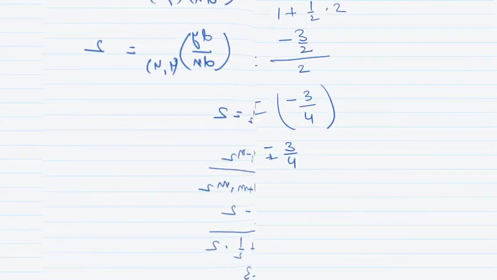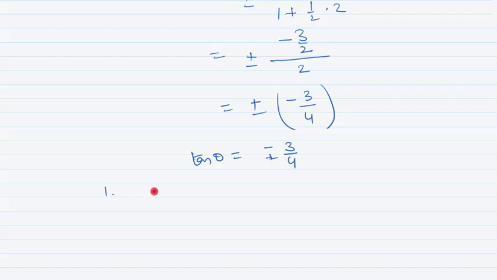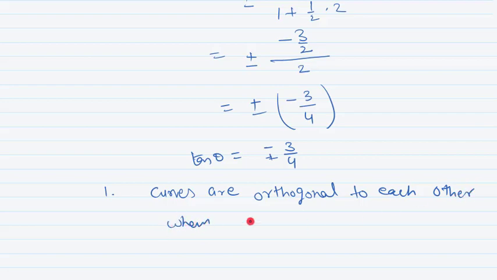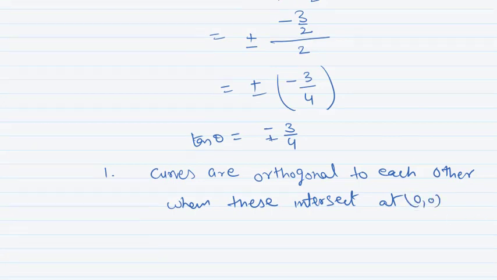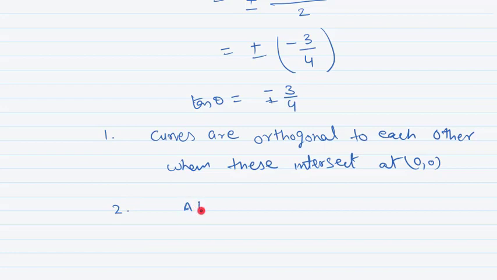So we have two results. One, the curves are orthogonal to each other when they intersect at (0, 0), and number 2, at point (4, 4) the angle between the two curves is tan theta equal to minus plus 3/4. So this is how to calculate the angle between the two curves.